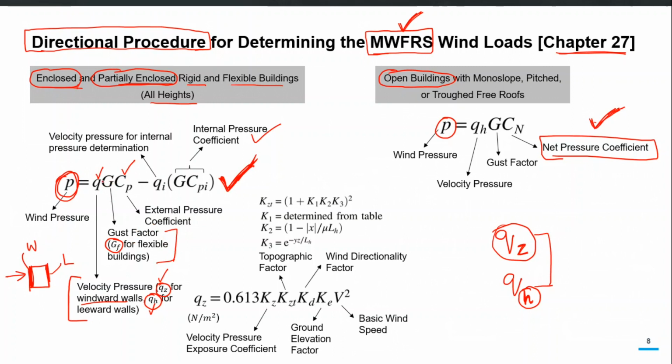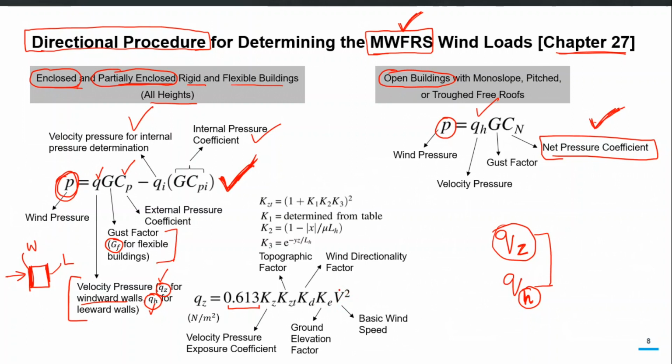So this velocity pressure is actually the main input in this expression, either for partially enclosed or enclosed building expression, or if it is for open buildings, we have QH. So at any height Z, we can determine this Q value using this long expression, and it has an empirical coefficient and then a series of other coefficients or factors: kz, kzt, kd, ke, and then the design velocity squared.